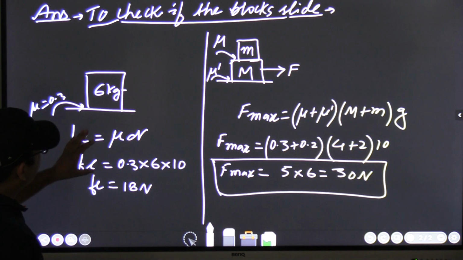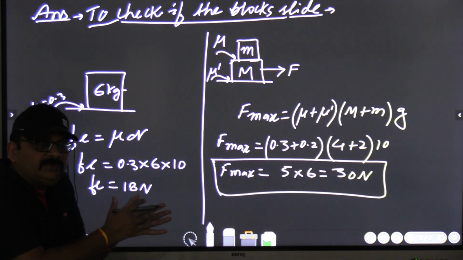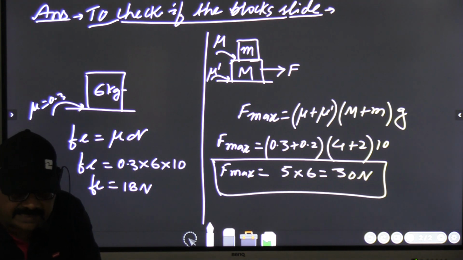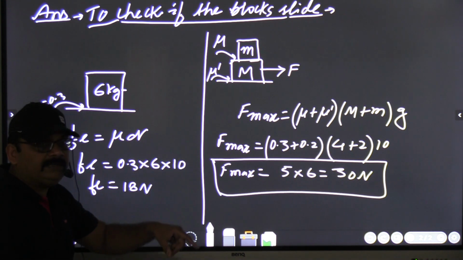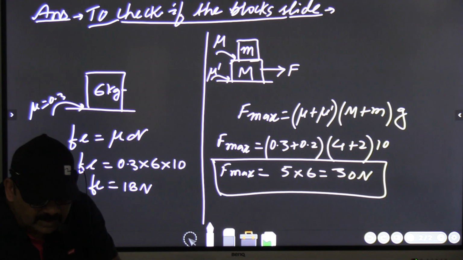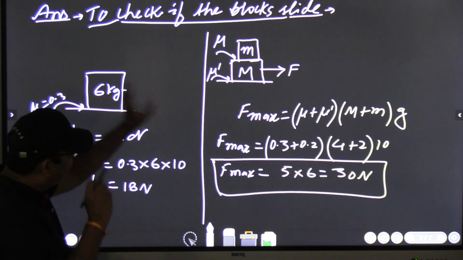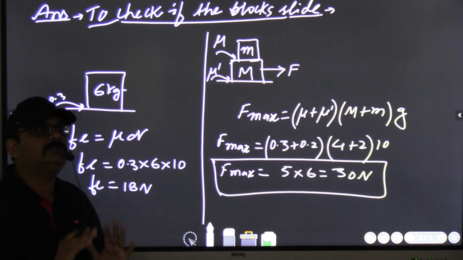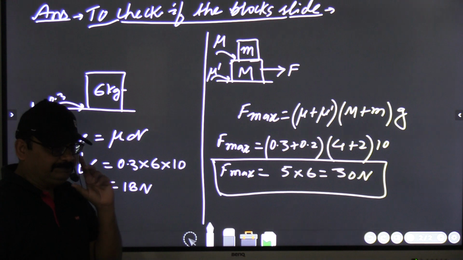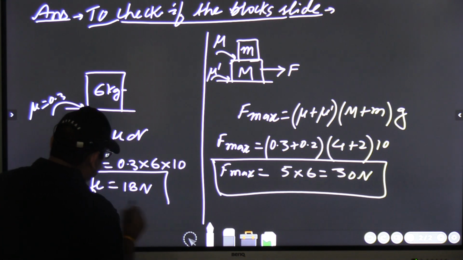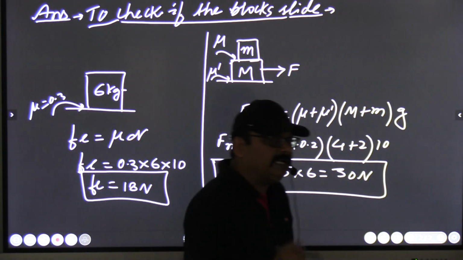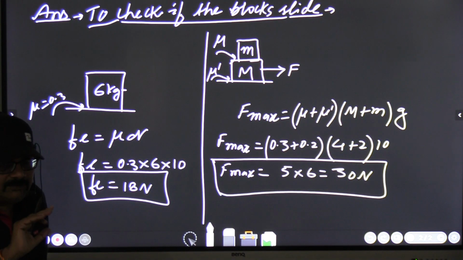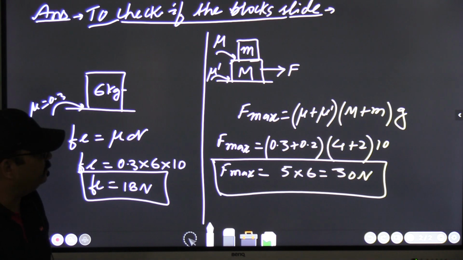So you start this kind of problem from here. First check if the external force is good enough to slide the system as a whole. In the second part, you check, with the impact of the external force, if the upper body will start sliding over the lower body or not. Now, the two situations: one force is 18 Newton and another is 30 Newton. Now let us check the applied forces. What are the magnitudes of the applied forces?